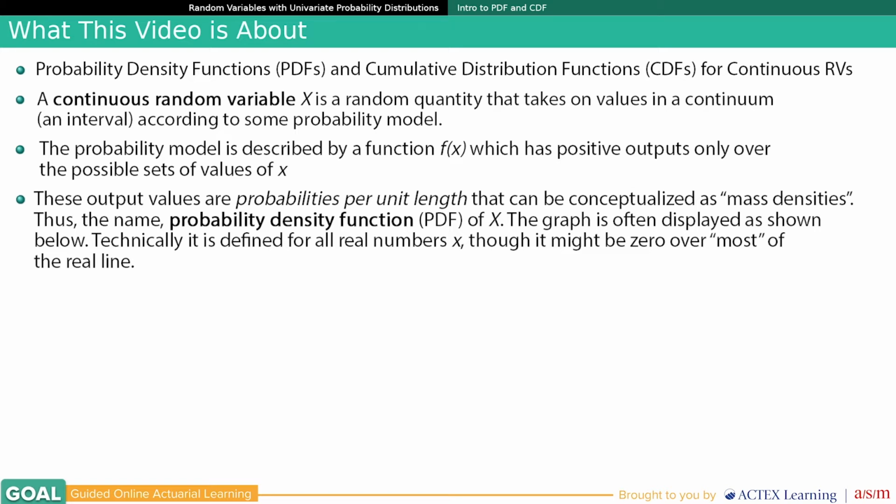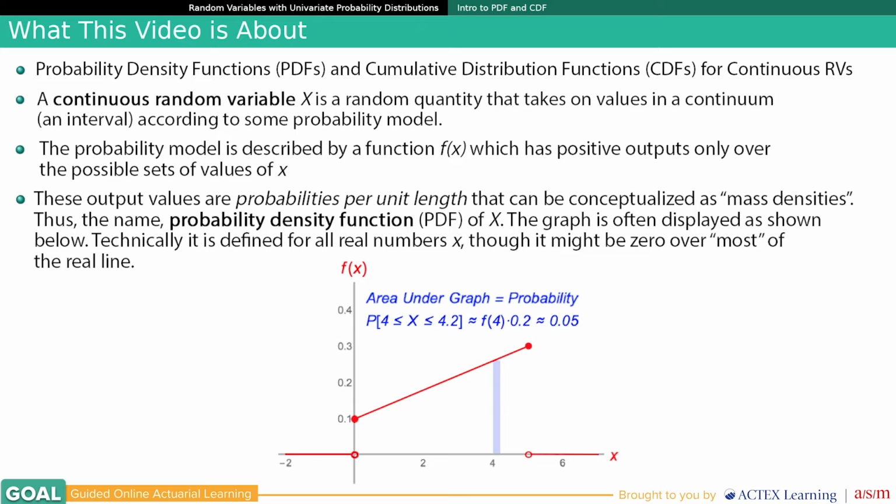The graph is often displayed as shown below. Technically, it is defined for all real numbers little x. Though it might be 0 over most of the real line, there are plenty of important examples, including the normal curves, which are defined and positive for all real x, however. So take a look at this example. You can see it's a linear function. We do want the total area under this graph to equal 1 because the areas are going to correspond to probabilities, and you could take the time to double check that the area under this graph is equal to 1.